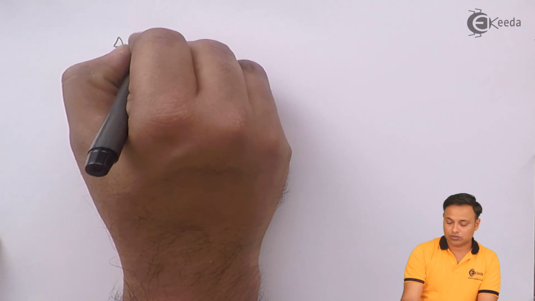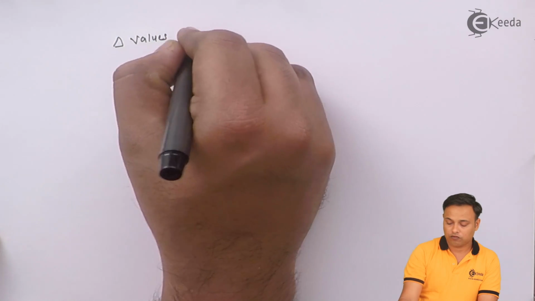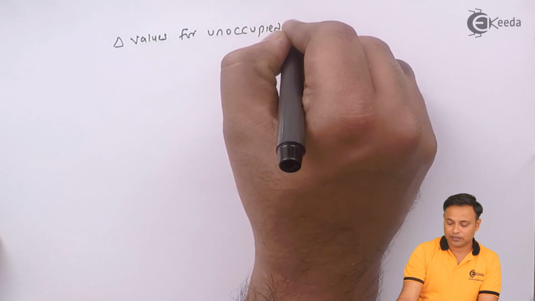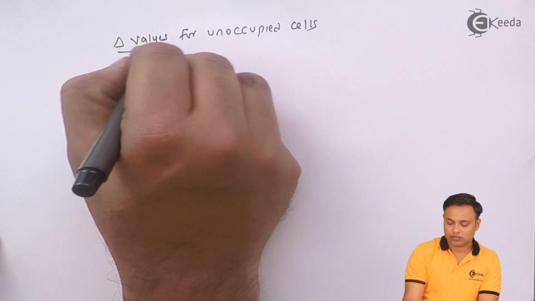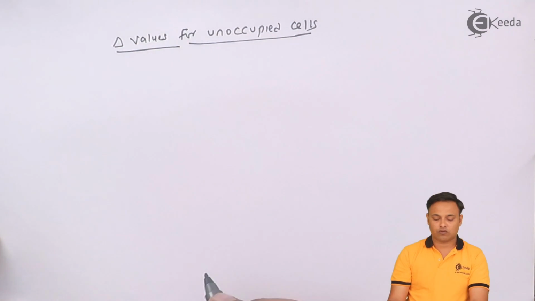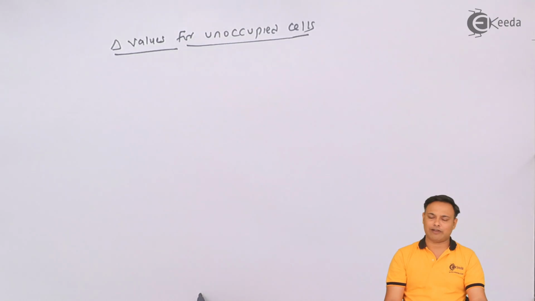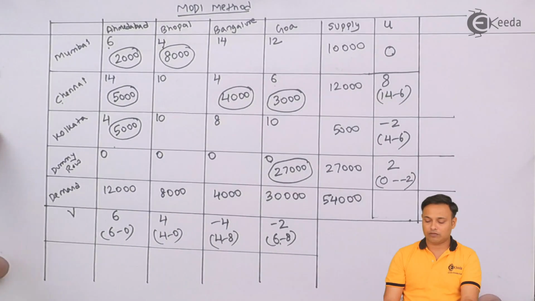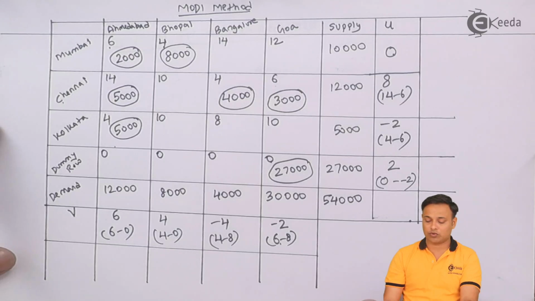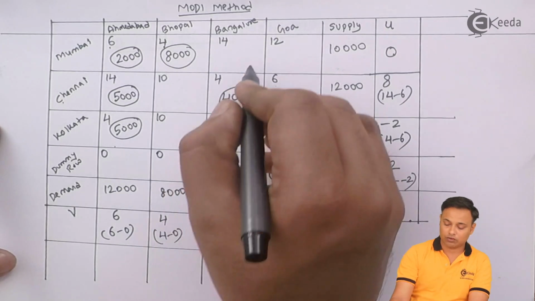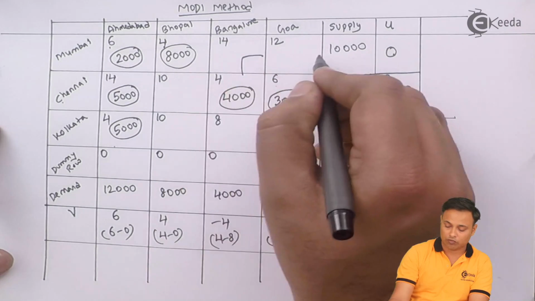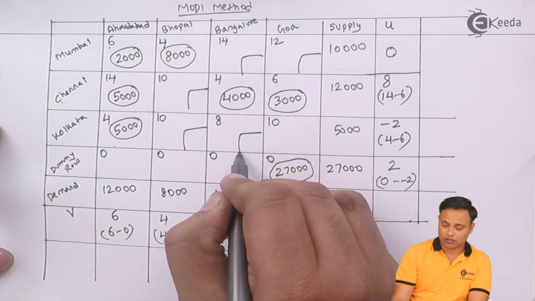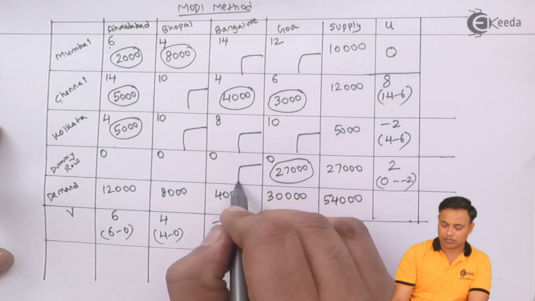Delta values for unoccupied cells. So what shall be my delta values for unoccupied cells? This is my original table. We obtained the U and V values in the Modi method. We need to calculate the delta values for each unoccupied cell. Here is my space to write the delta values of unoccupied cells.